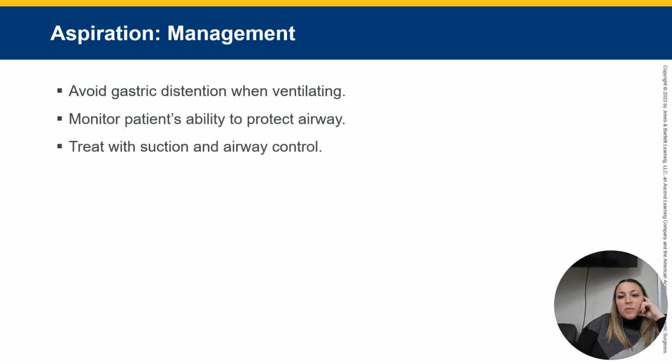We want to make sure that we avoid any continuous gastric distension when ventilating. So an NG tube is something that you might want to consider putting into their stomach after an aspiration. It's something that the hospital might do. I know we don't do a whole lot of NG tubes, especially around here, but that is something that's part of our curriculum. You want to make sure you continue to monitor and protect the patient's airway. If you have to use an advanced airway, go for it. You do want to aggressively treat aspiration with suction and airway control because hypoxia isn't good for anybody.